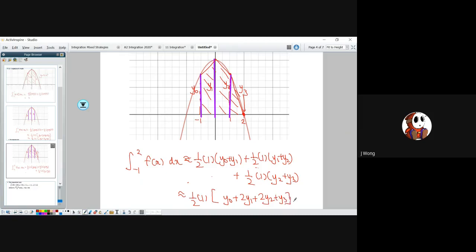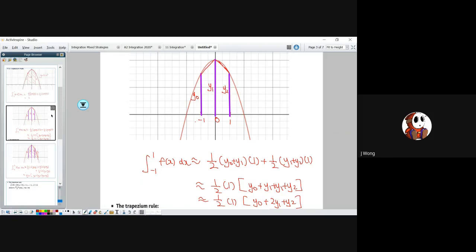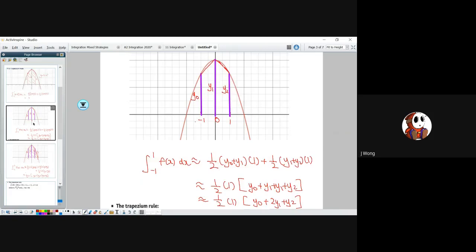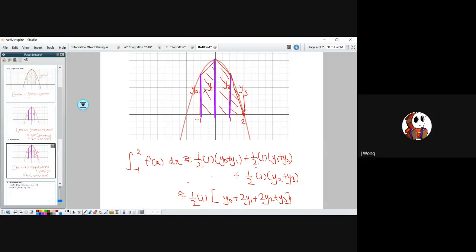So you could see that if we are using the trapezium rule, the first one we got y0 plus 2y1 plus y2 inside the square bracket, and in this case y0 plus y3, the endpoints, plus 2 lots of y1 plus y2, the ones in the middle.